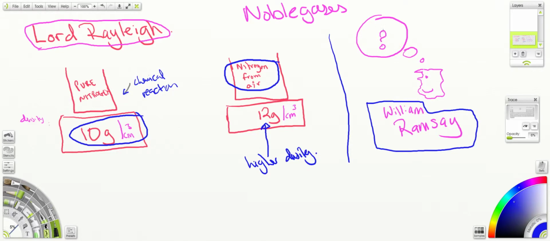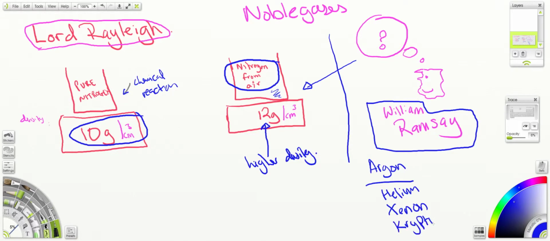So William Ramsay had an idea. He was like, this one is denser, not because nitrogen is denser, but because there must be something present in this that we just can't see and we can't detect. And so through a series of experiments, he ended up finding out that actually the nitrogen from the air does contain other elements, and that's how he discovered argon. He also then went on to discover helium, xenon, and krypton. So this guy was a bit of a genius.